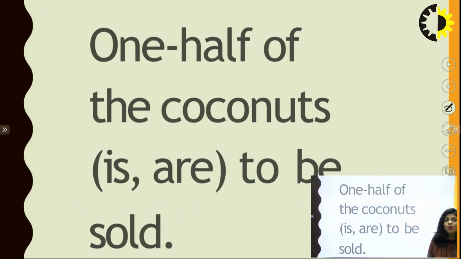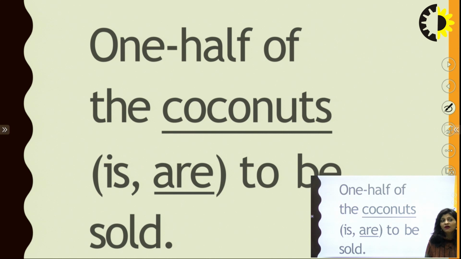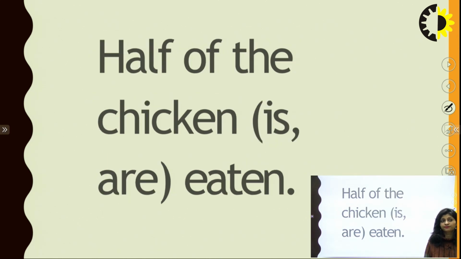1/2 of the coconuts is or are to be sold. So coconuts, it can be 20, it can be 30. So there are a number of coconuts and we have to sell one half, right? So obviously this is a plural subject. So we are going to use a plural verb here. One half of the coconuts are to be sold.